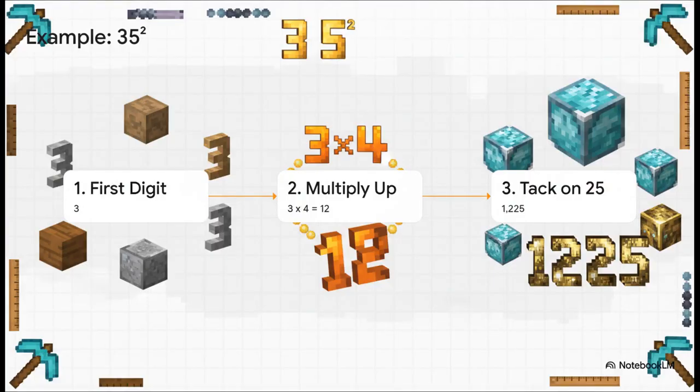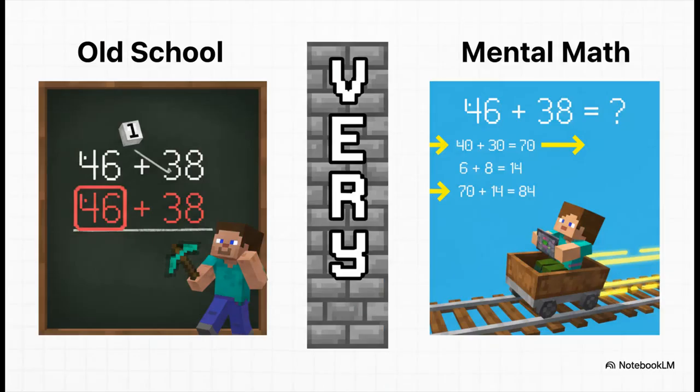So the first digit is 3. What's the next number up from 3? It's 4. So we multiply 3 times 4. That's 12. Then you literally just stick a 25 on the end. The answer is 1,225. It works every single time. How cool is that?